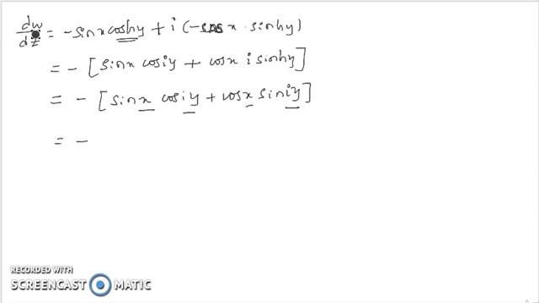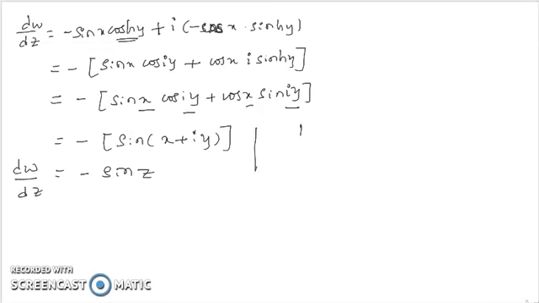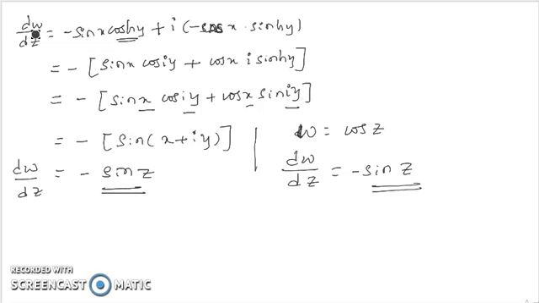This is nothing but the sin a cos b plus cos a sin b formula, which is nothing but minus sin of x plus iy, so minus sin z. So this is dw over dz. If I check that, w is equal to cos z. If I differentiate this w with respect to z directly, dw over dz, the derivative of cos is minus sin z. So this is the answer we are getting. Okay. Similarly, we'll consider one more example.